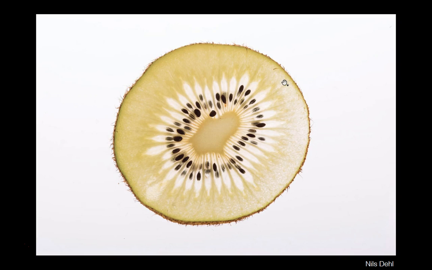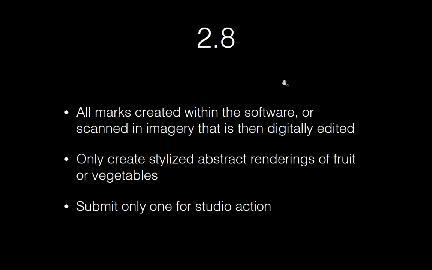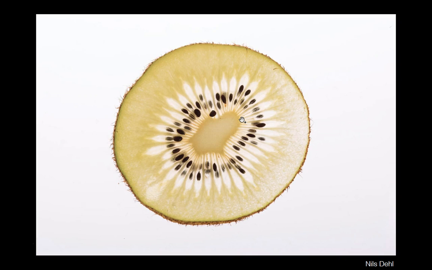So this is a photographer that takes cross sections of a kiwi, and I think starting off with a photograph is going to be a good point. Now, in this unit, all our marks must be created within the software or scanned imagery that is then digitally edited. So we cannot take images off the internet and then just send me a picture. You can't submit this. It has to be something that's digitally altered and created.